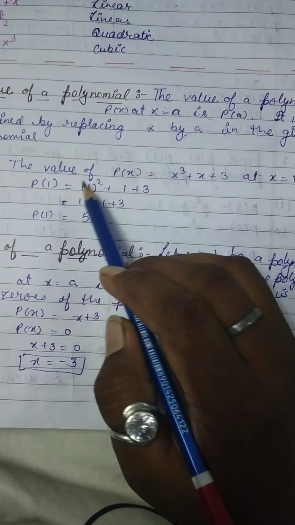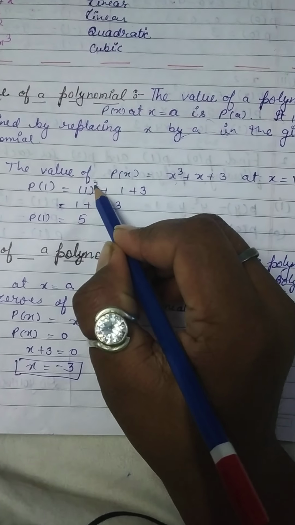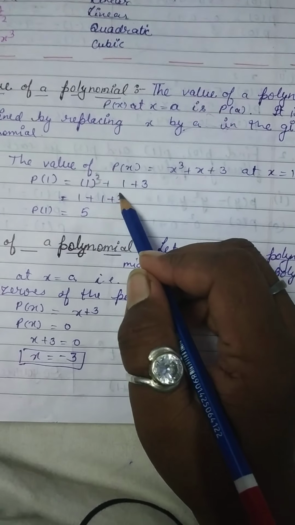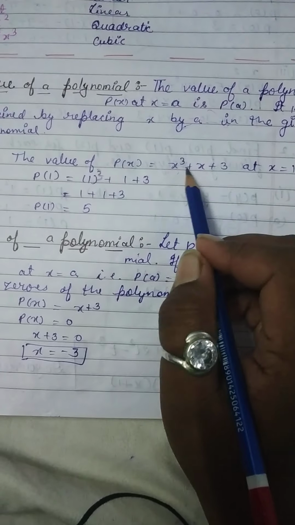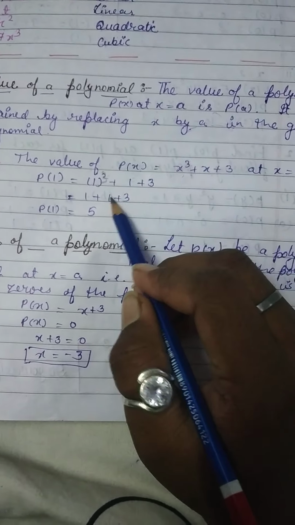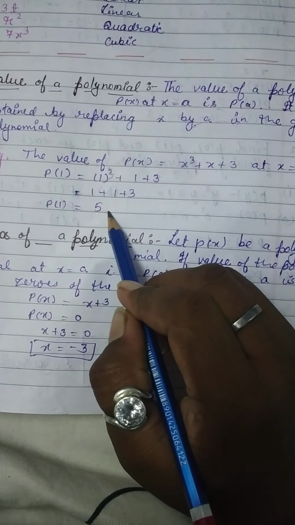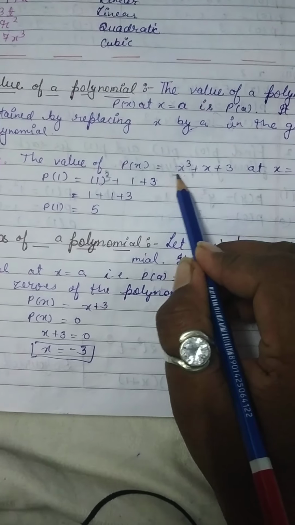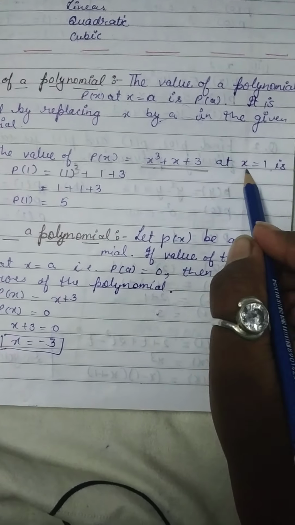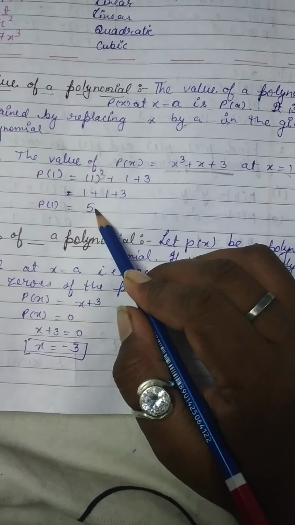P(1) is equal to 1 cube plus 1 plus 3. Okay, 1 cube is 1, plus 1, plus 3. P(1) is equal to 5. It means this polynomial at x equal to 1 has the value 5.